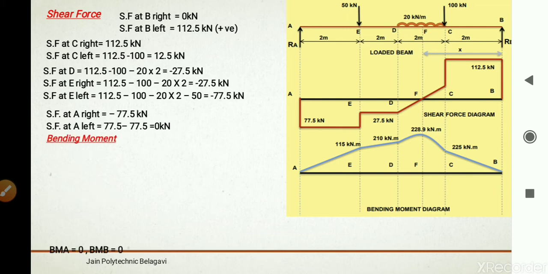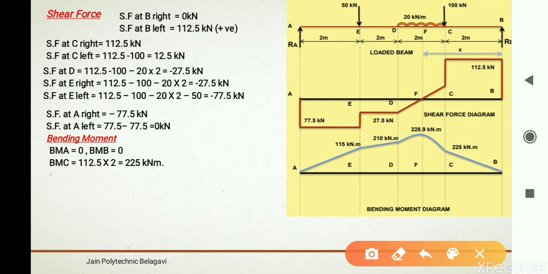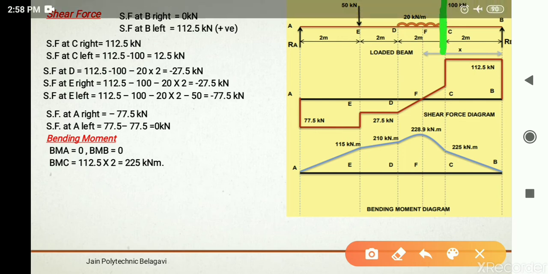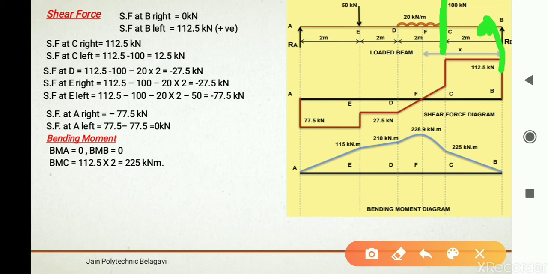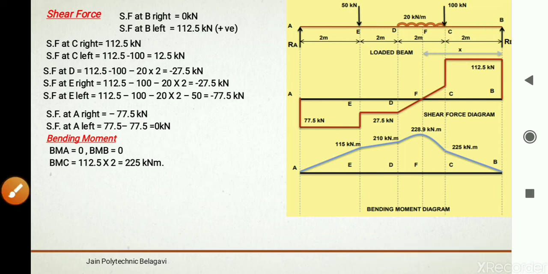Bending moment calculation. Moment at A and B will be 0 because it is a simply supported beam, all simply supported beams will have moment equal to 0. Moment at C is 112.5 into 2, because you are going to take the moment at C point, and this reaction is going to act in anti-clockwise direction. So 112.5 into 2, it is going to be 225 kilonewton meter. It is an anti-clockwise moment, so it is positive.